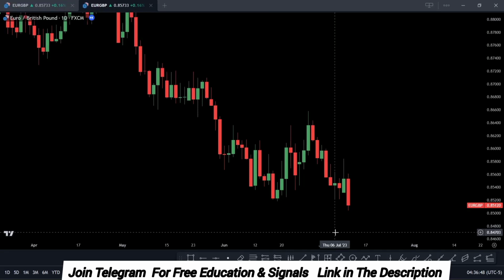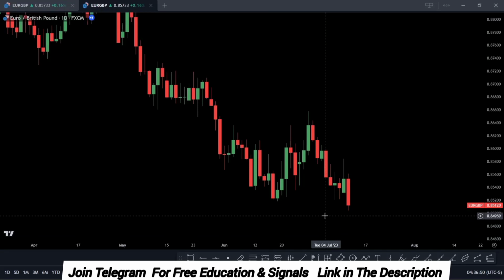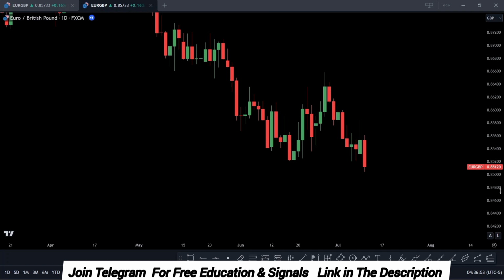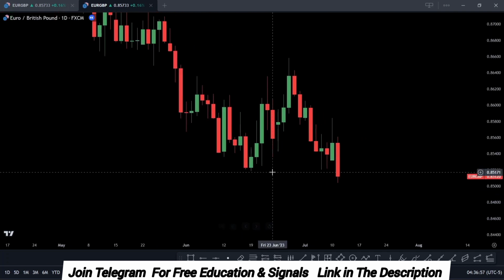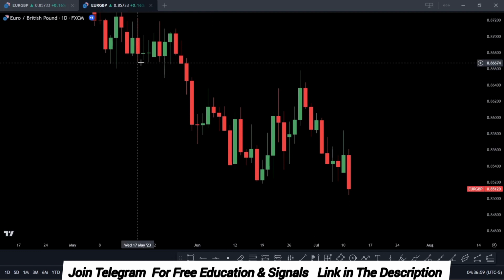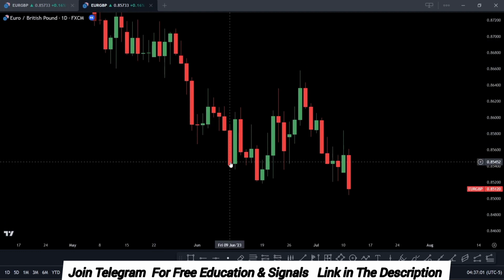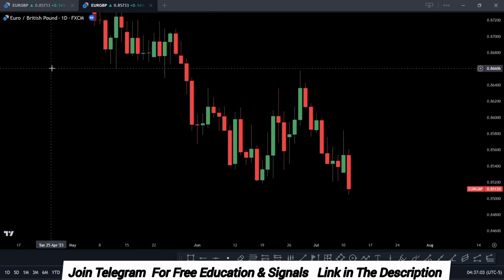Hello everyone. Today our topic is about bank trading zones using multiple time frames, and it's a smart money concept trading strategy. The market is in a very strong bearish downtrend. And by the way, it's the euro versus British pound on the daily time frame.